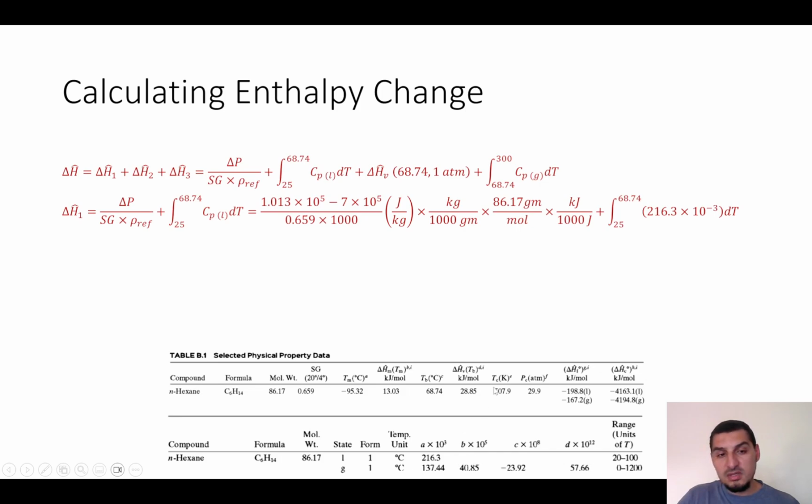So you have 216.3 times 10 to the minus 3, of course, dt from 25 to 68.74, which is going to be a very straightforward integration, which will be 9.38.